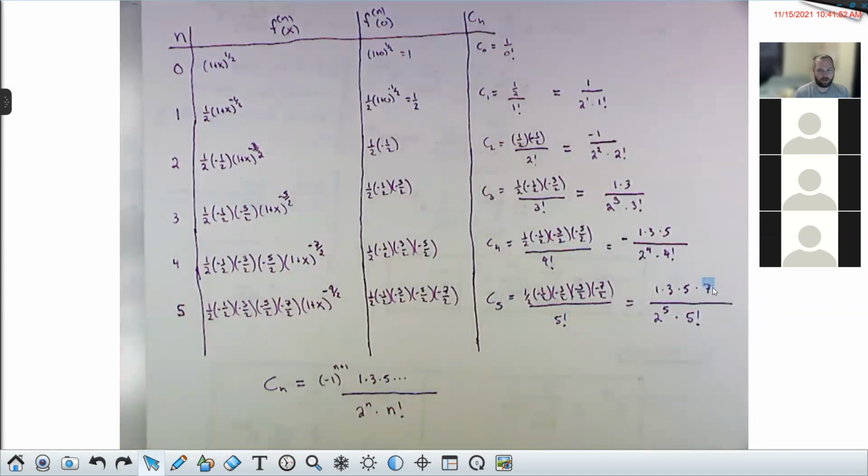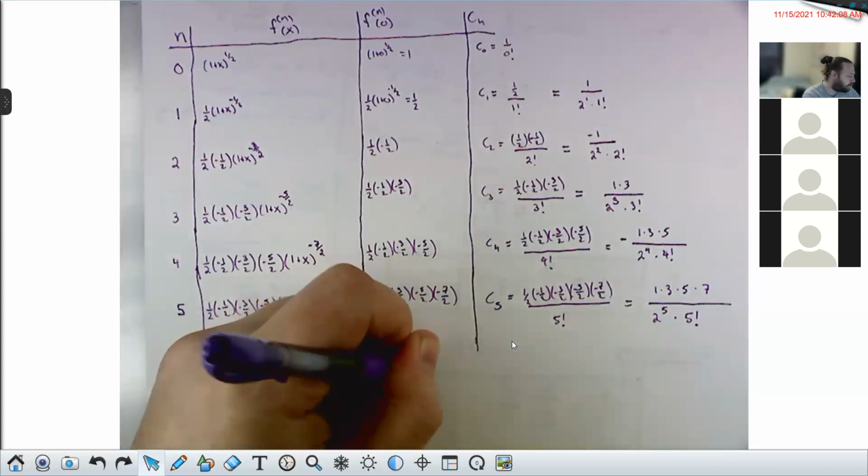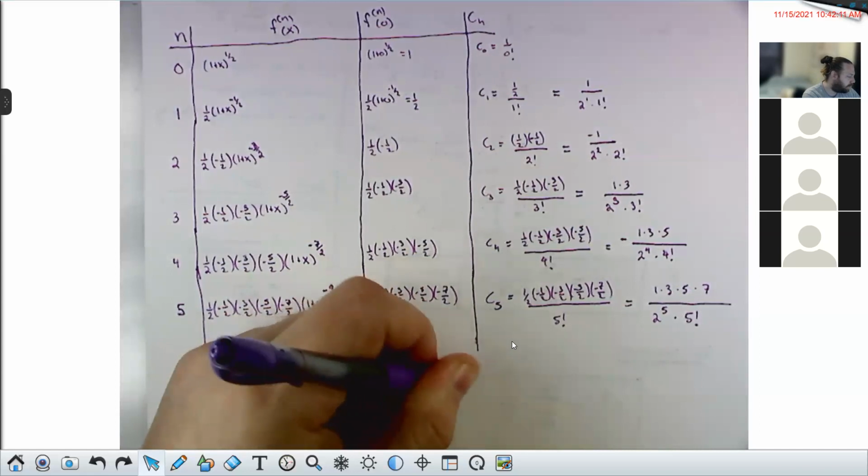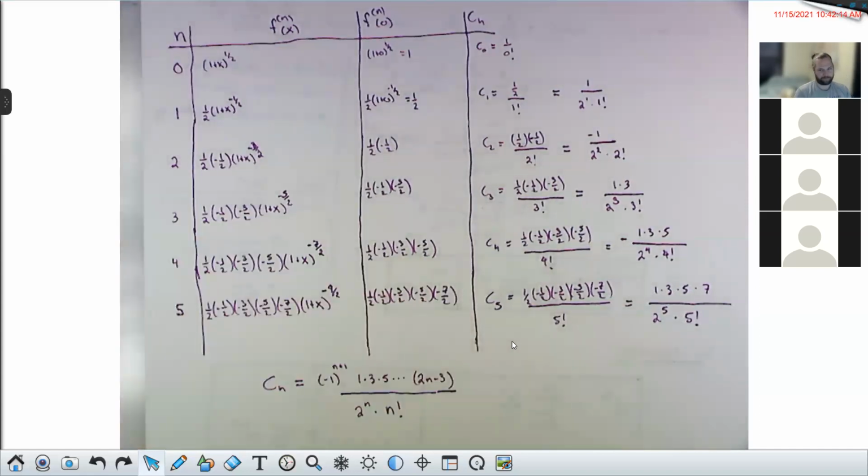So we know that the nth odd number is like 2n plus 1 or 2n minus 1. Let's see, if you plug 5 into 2n minus 1, what do you get? That's 10 minus 1 is 9, not 7. So this is going to be the n minus first odd number, which is 2n minus 3. Right? If you plug 5 in here, you get 2 times 5, which is 10, minus 3, which is 7, and that product does stop at 7. If you plug 4 in here, you get 2 times 4 minus 3, which is 8 minus 3 is 5, and that product does stop at 5.